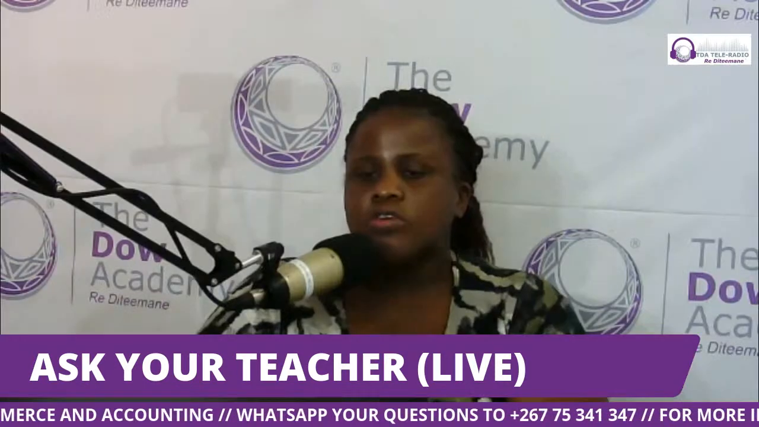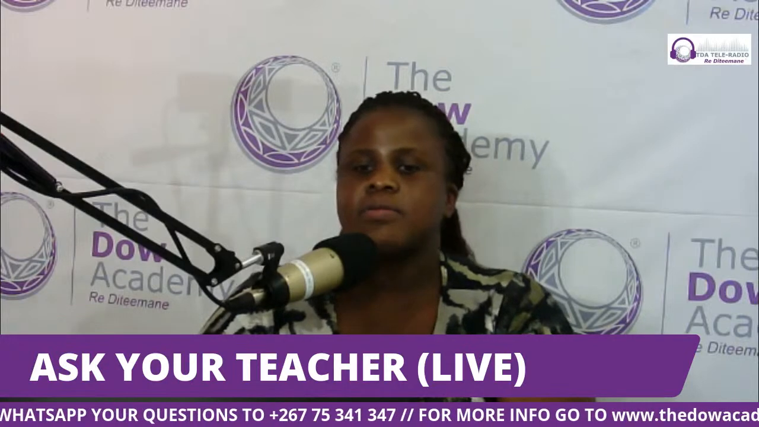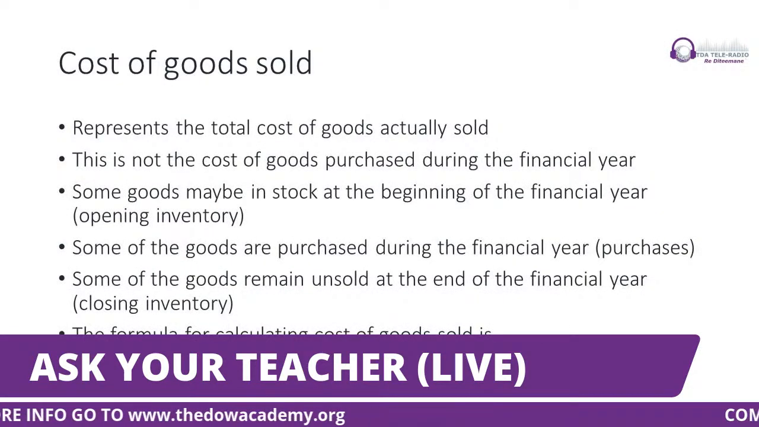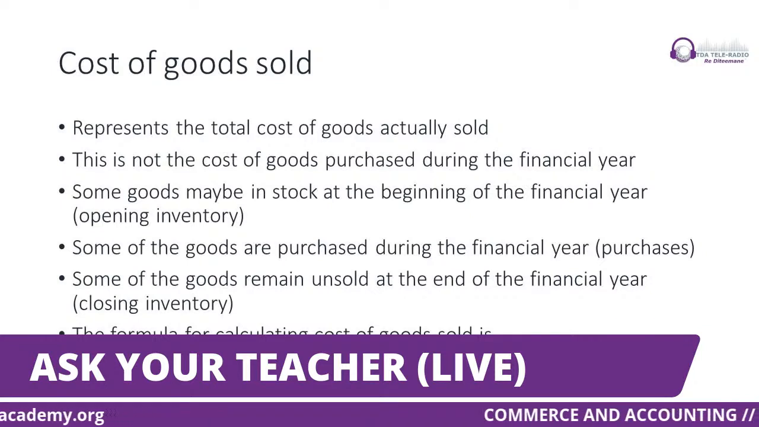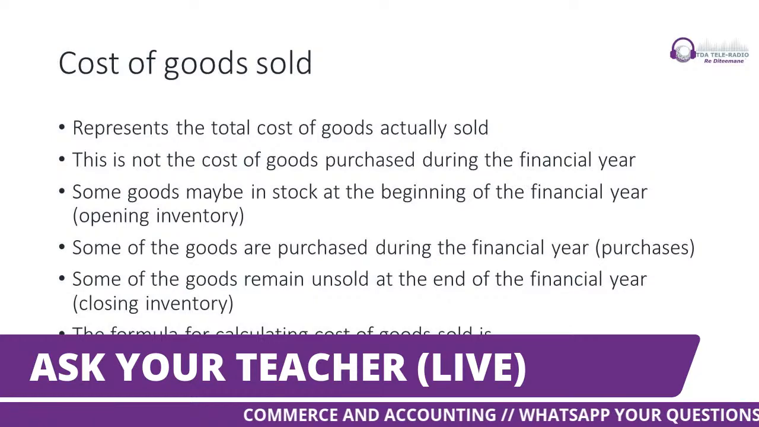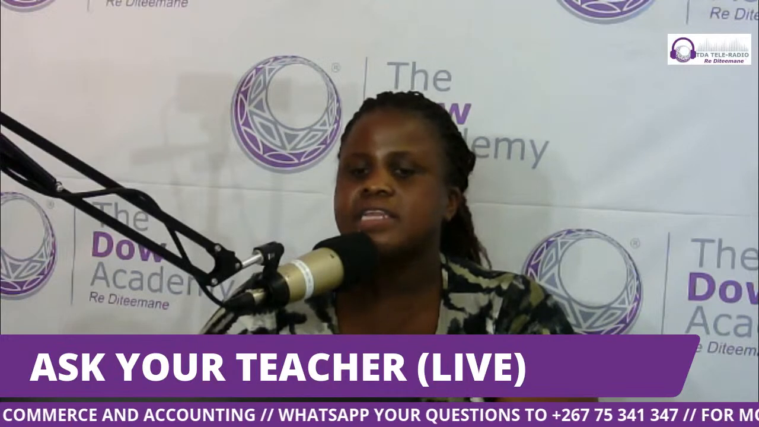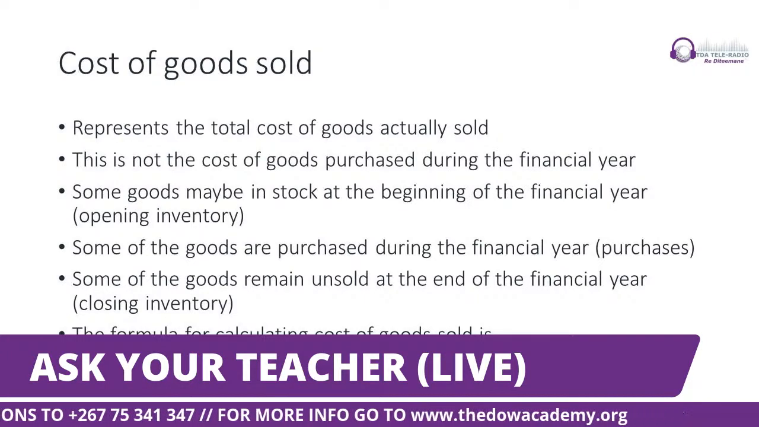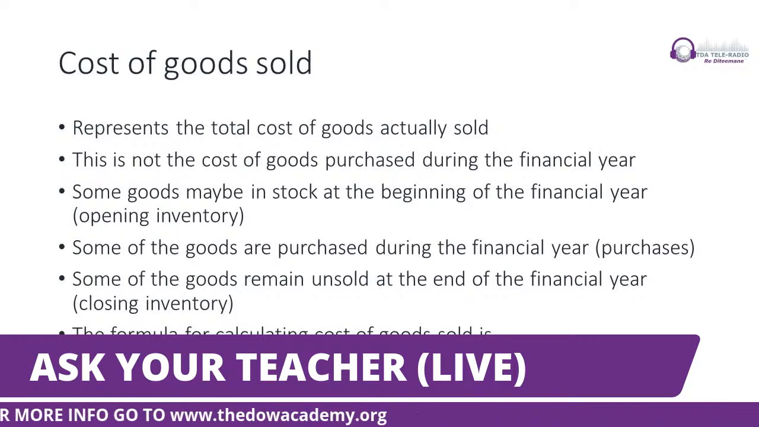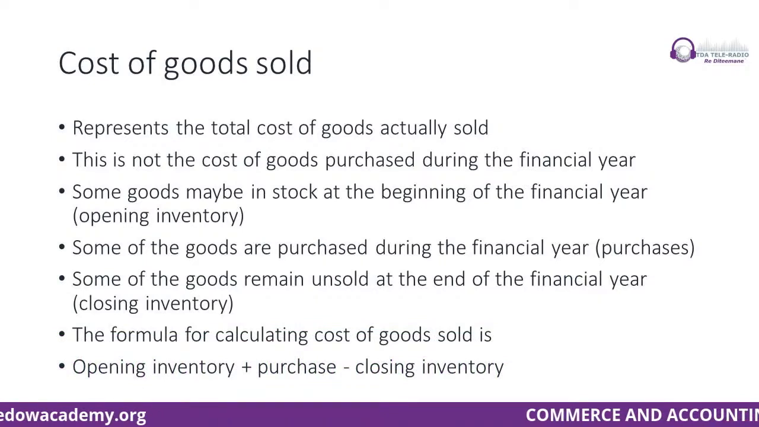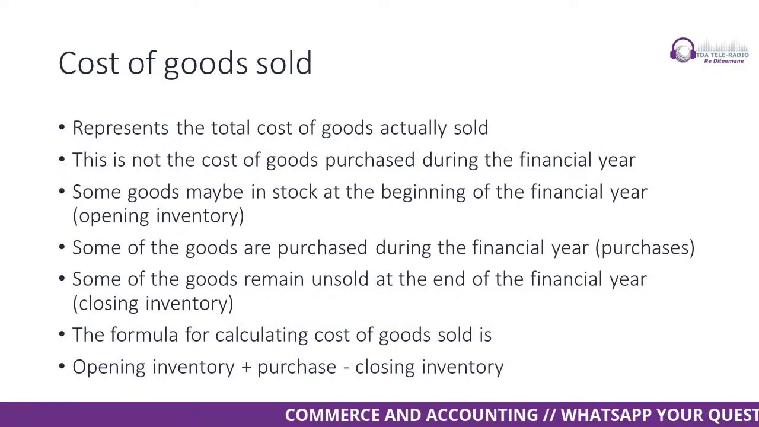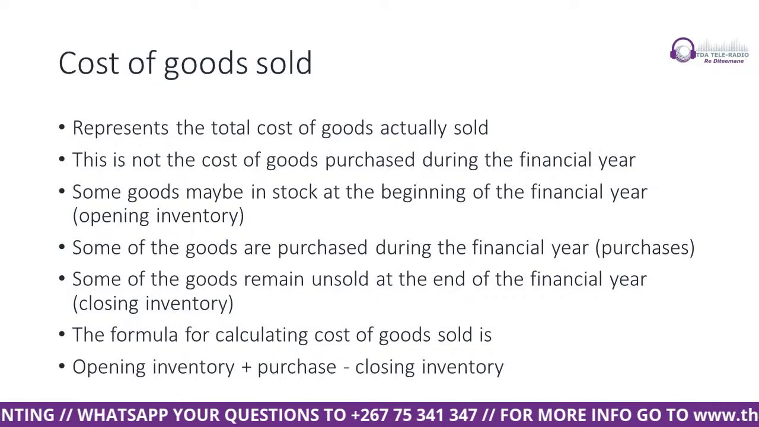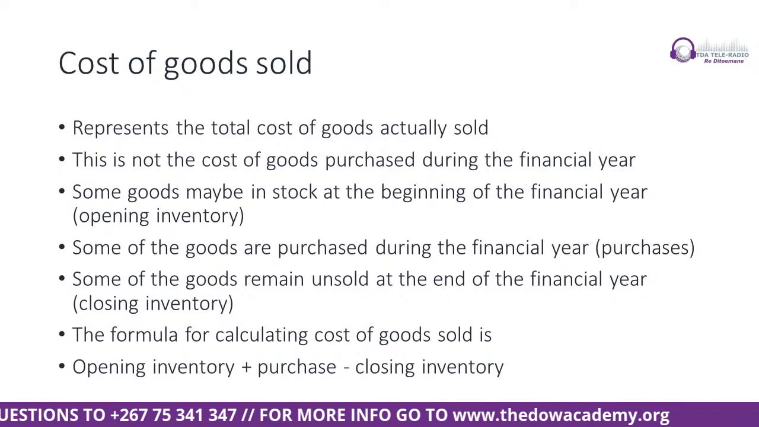Also, in the normal course of a business, cost of goods sold is not as simple as just buying goods and then selling them. Some of the goods may be in stock at the beginning of the year, from the previous year, what we call opening inventory. Some goods may be purchased during that financial year, and we call that purchases. Some goods may remain unsold by the end of the year, and we call that closing inventory. The formula for calculating cost of goods sold is opening inventory, add purchases, and subtract closing inventory.